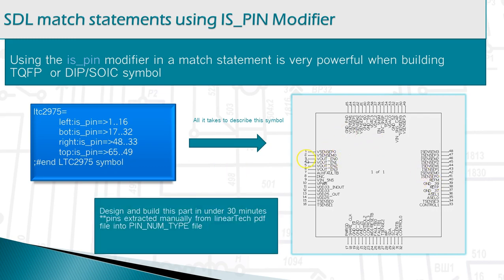So it read the pin data, it knows that pin 1 is vsense P0, so it builds the part and it just puts pins 1 to 16 on the left, like we said, pins 17 to 32 on the bottom, pins 48 to 33 on the right, and pins 65 to 49 on the top. So we designed and built this part in under 30 minutes while still manually extracting the pins from the LinearTech PDF file into a pinnum type file.